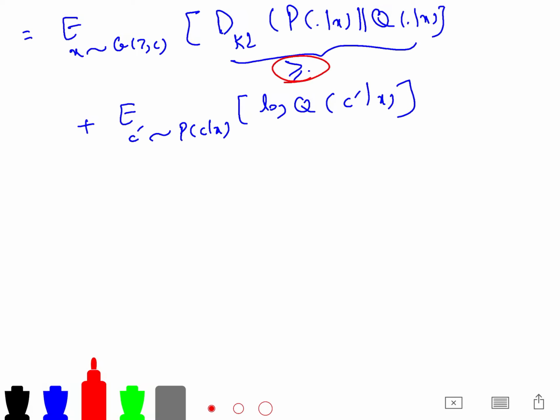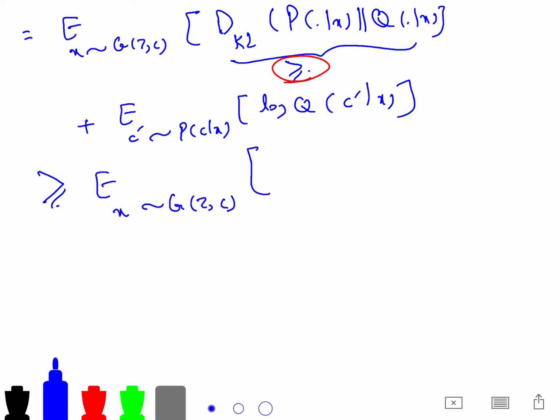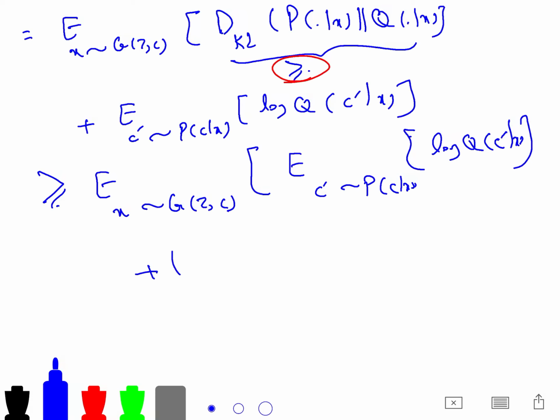Because the KL term is greater than or equal to 0, this is greater than or equal to the expectation of X from G of Z and C, expectation of C prime from C conditioned on X, of log of Q of C prime conditioned on X, plus H of C.